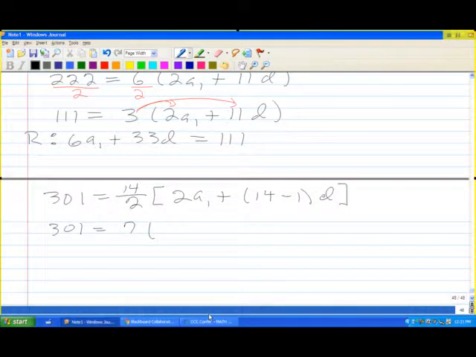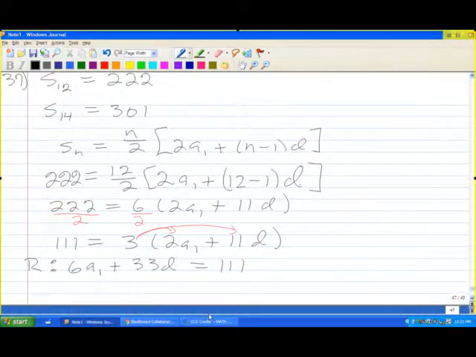Oh, let's see, did I make a mistake? 301? 301, yes. Let me check, yeah, 301. So the sum of the first 14 terms is 301. That was the given information.